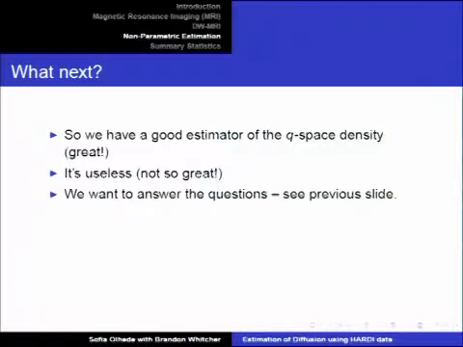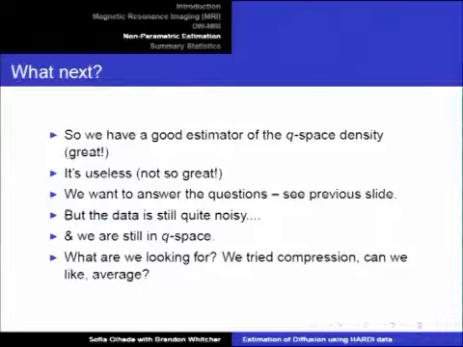Okay, so what did we really want to answer? Well, it was the questions of the previous slides. Basically, we want to answer: is there one peak or two peaks? Is it locally ellipsoidal? Is it locally circular? Or is it asymmetric? Those are the questions we wanted to answer. We didn't want a good non-parametric estimate of the Q-space density. So we're still in Q-space, and even if we removed a lot of the noise, there's quite a bit of noise left.